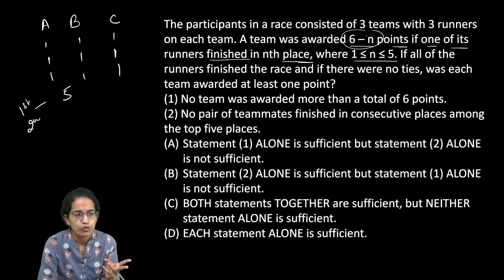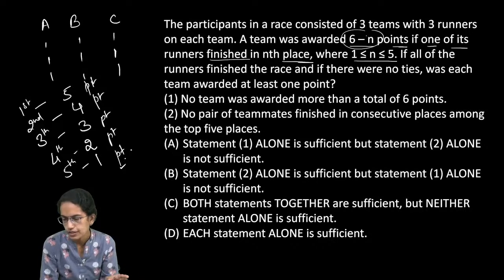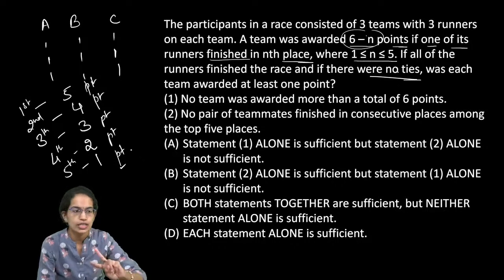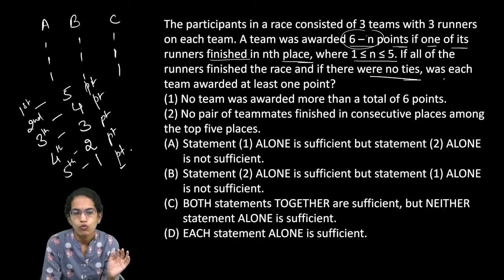Second runner would score 4 marks. Third runner would score 3. Fourth runner would score 2 and the fifth runner would score 1 point. So these are the points which are scored by the first 5 runners. Total 9 runners. Points by the first 5 runners are given here. Now, the question says if all of the runners finish the race and there were no ties, no runners with equal places, and these were the points of the first 5 runners, was each team awarded at least 1 point?